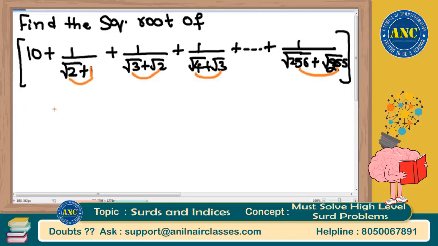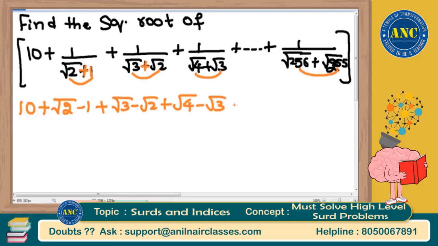Forget about that 1 in the denominator. So it is 10 plus. Everywhere you have plus in between. When it comes to numerator, it becomes minus. Simple. Root 2 minus 1 plus root 3 minus root 2 plus root 4 minus root 3, and then it keeps continuing.